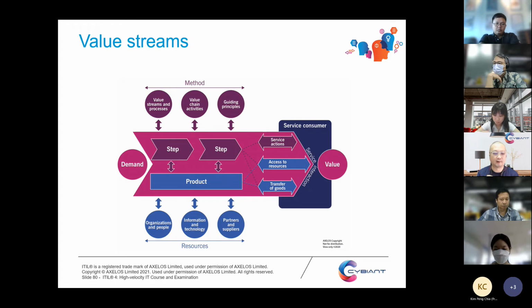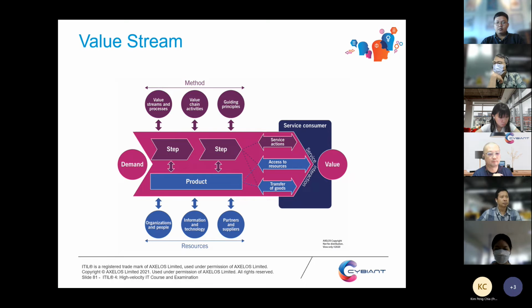If you read this slide, the way to read it is from the bottom up. I'll read it from the bottom up to say that I'm a resource. I come from the organization and people, information technologies, and then with my partners and suppliers, I will come up with a product of sorts. The methods that I use are the value streams and processes, the value chain activities, and the guiding principles. Then we come up with the final value itself on the right-hand side. So it's just a different diagram.